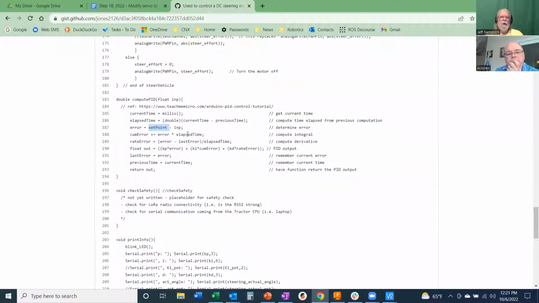I'm not sure what you're calling set point there. The set point from the target angle or the set point from the steering pot? Well, in the traditional, most of the PIDs that I see, you have an input and you have a set point. The set point is the target angle, the input is actual angle in my configuration here. Okay.